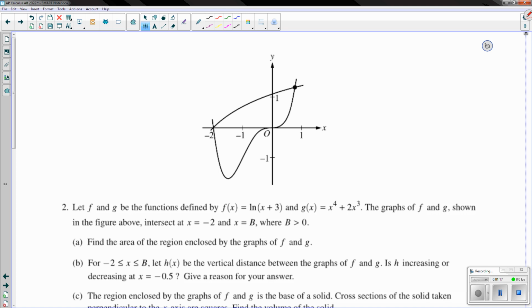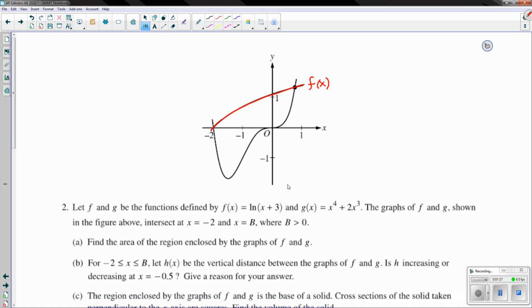We should know what the natural log of x looks like, and we should see from this function f of x that it's been translated to the left 3 units. And that is going to allow me to conclude that that function I've outlined in red is our f of x function.